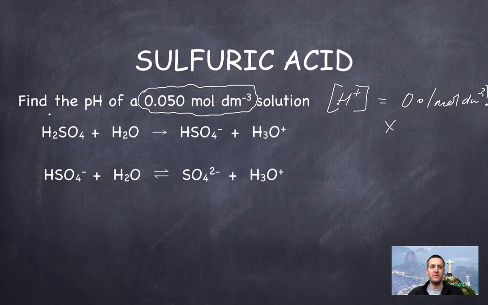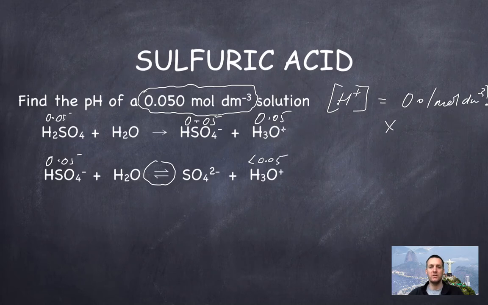The reason for that is because if we take 0.05 moles of H2SO4, although it is strong and we will produce 0.05 moles of the hydrogen sulfate ion and 0.05 moles of H3O plus in this first reaction, and the hydrogen sulfate ion can react with more water and produce sulfate ions, the amount of H3O plus in the second equation, because this is weak, is going to be less than 0.05. So in other words, the total H plus ion concentration is going to be less than 0.1 moles per dm cubed.